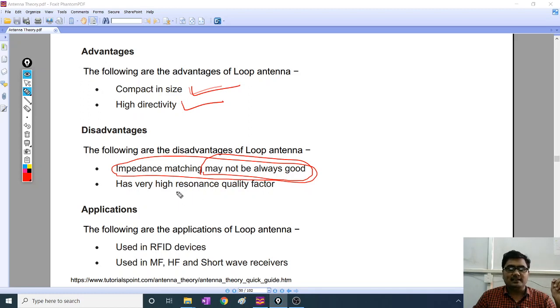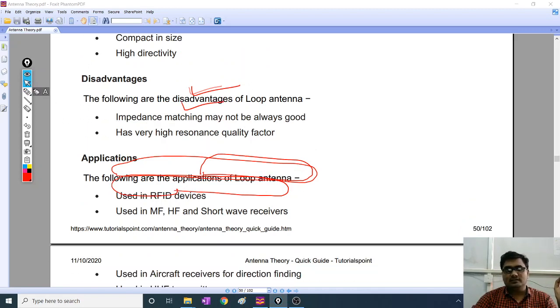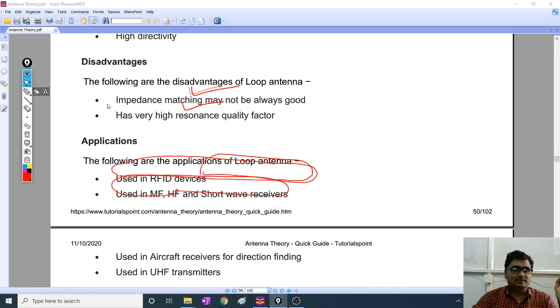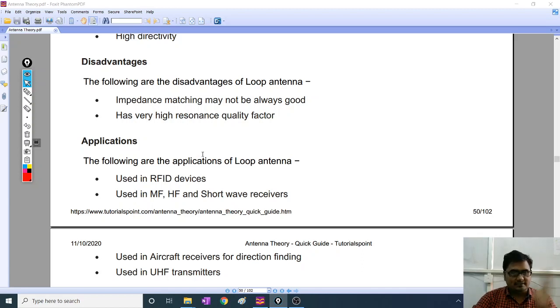So has very high resonance quality factor, is it? अगर हम स्मॉल एंटीना स्मॉल लूप एंटीना कंसिडर कर ले तो ऑब्वियसली this antenna is a non resonant antenna. So if it is non resonant antenna then इसका resonant factor will be very high, is it? कहीं किसी रेंज में जाएगा ही नहीं, वो ऑब्वियस है.